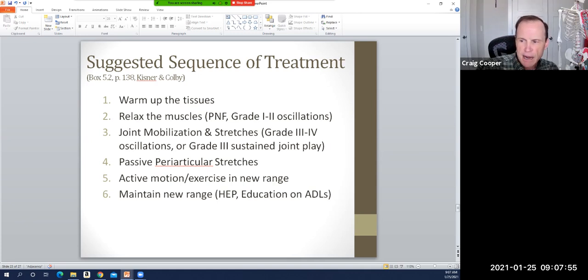Then we're going to get into the actual joint mobilization session. Again, a few minutes here and there. You might do multiple reps of a couple minutes, and see how the patient's doing. If it's continuing to help, then do another couple minutes and see if it continues to get better.